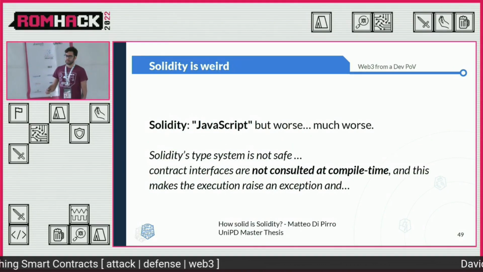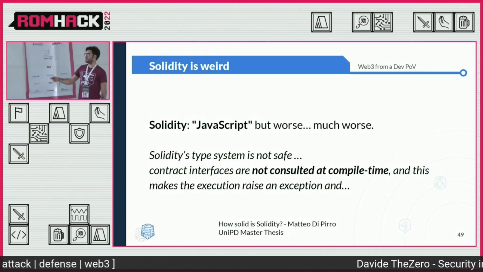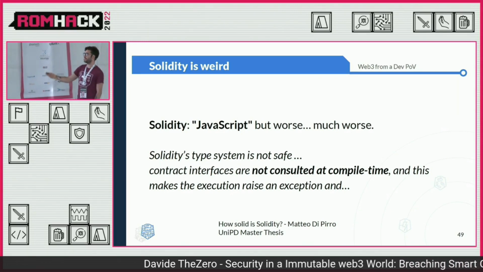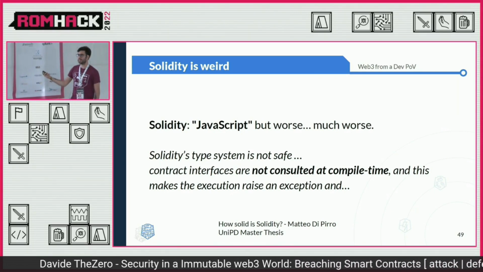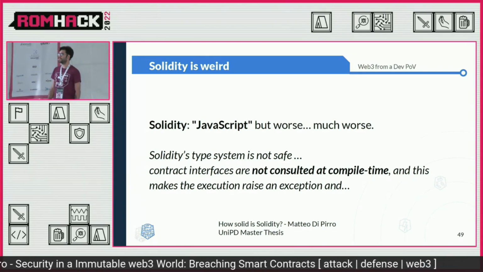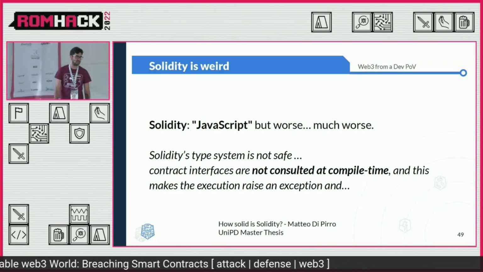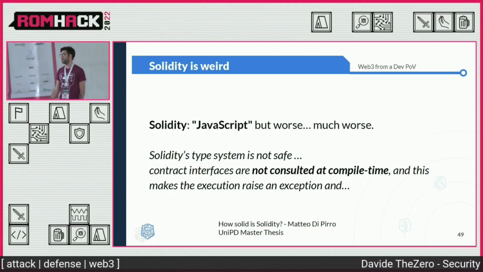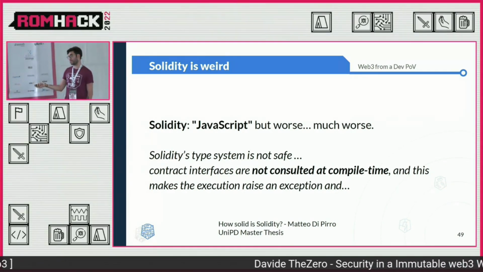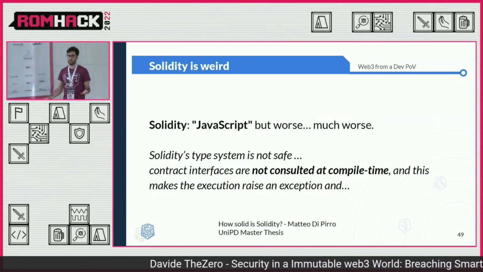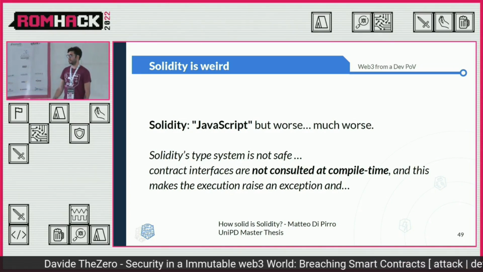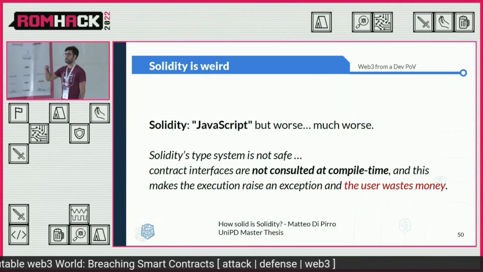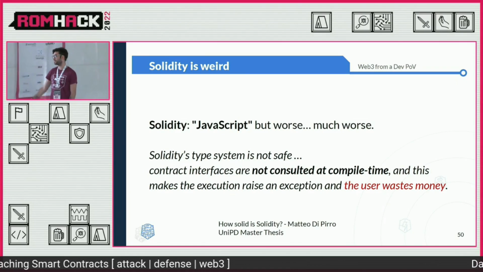But it's JavaScript, so you are reading JavaScript, and in reality, it's worse than JavaScript. And this is a quote from Matteo Di Pirro's master thesis that says that Solidity's type system is not safe, and contract interfaces are only consulted and looked up at runtime, not at compile time. So if there is a problem in contract interfaces, the EVM raises an exception and the user wastes their gas, because for executing it, you need to pay gas.